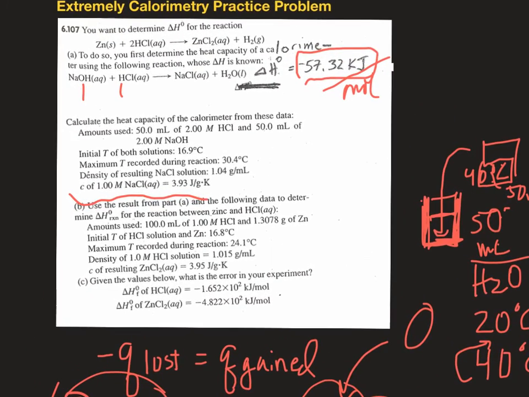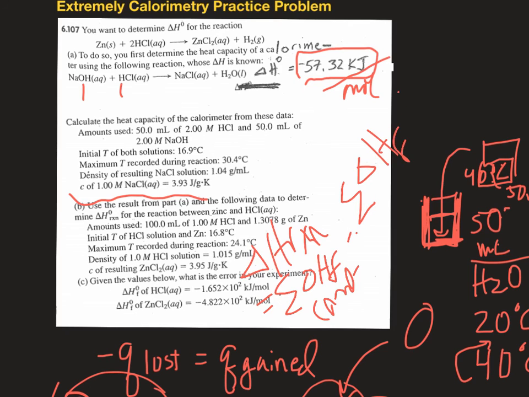And for the final part of this problem, let's just take a quick look back at part C. And part C asks us, given the values below, what is the error in your experiment? With this, I'm not going to go through this. We're already half hour into this video. But delta H reaction, we've done these before, equals the summation of delta H formation of products minus the summation of delta H formation of the reactants. And then they give us delta H formation values for ZnCl2 and HCl. So the products minus the reactants, we look back at the chemical reaction, right?